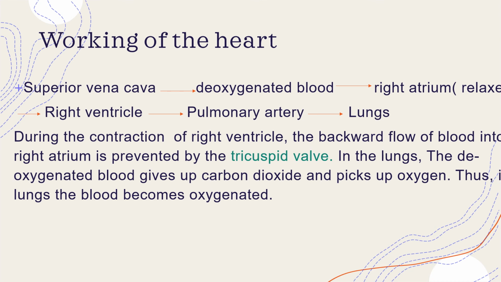So what happens during the contraction of the right ventricle? The backward flow of the blood into the right atrium is prevented by the tricuspid valve. Then in the lungs, the deoxygenated blood gives up the carbon dioxide and picks up the oxygen. Thus, in the lungs, the blood becomes oxygenated. I hope I'm clear, children. So now the deoxygenated blood has reached the lungs and has turned into oxygenated blood.